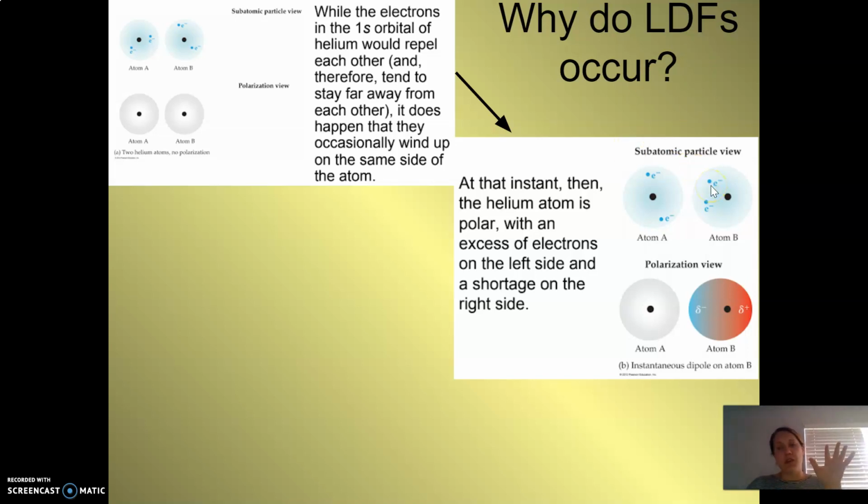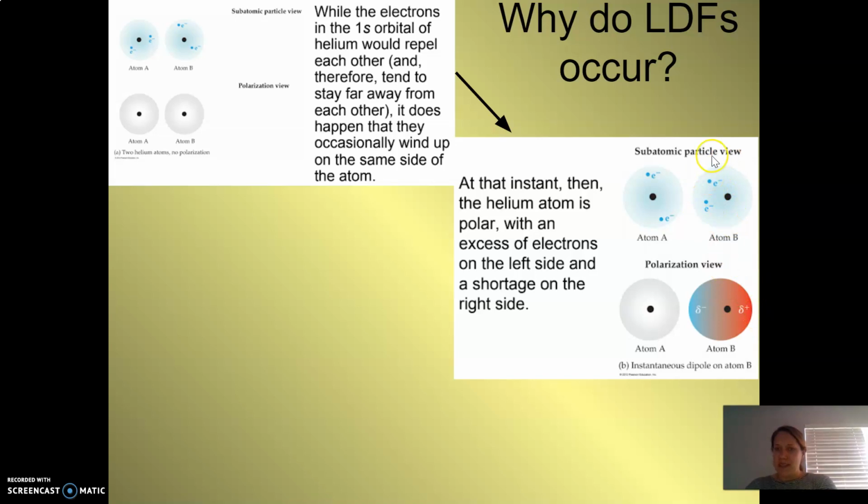So we end up with an area of our molecule that's temporarily partially negative and temporarily partially positive. And that's what this image is showing here. For this split second, this is temporarily partially negative because all the electrons happen to be lined up on that side. And this side of the atom, or even a molecule, this could be multiple atoms, this side of the atom or molecule is partially positive.